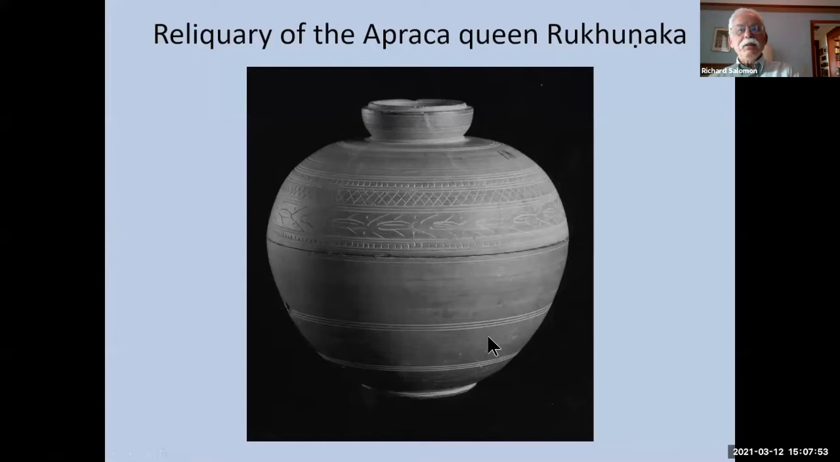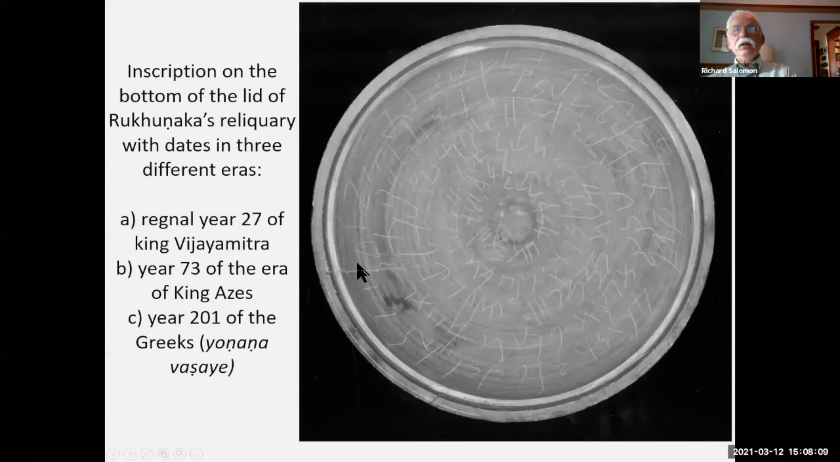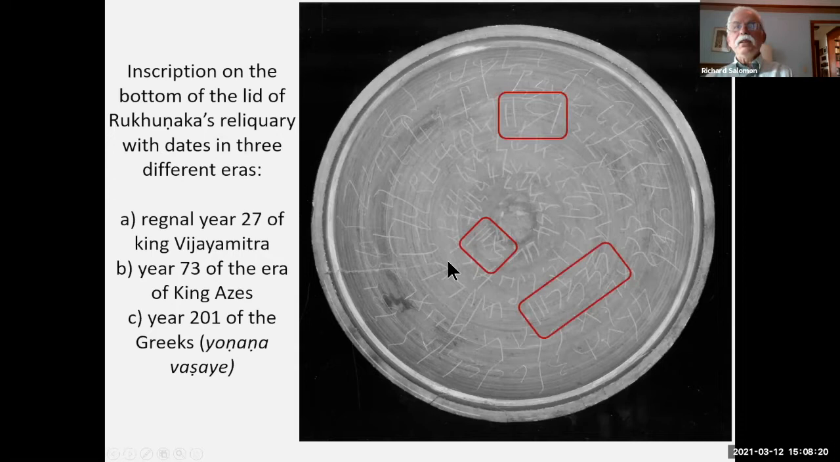And as an example, I go again to this reliquary of Ruhunaka, which I've shown a couple of times before. And I told you the inscription is on the inside of the lid, so all can now be revealed. And there it is, written in spiral fashion, kind of unusually around the inside of the lid. And this inscription uniquely has a date in three different dating systems. So here, we have the year 27, regnal year of the current king, Vijayamitra, year 27. This is that 20 symbol that I noted before on the inscription of Sangharakshita. Then over here, it's dated in the year 73 of the era of King Azes, which we knew about.